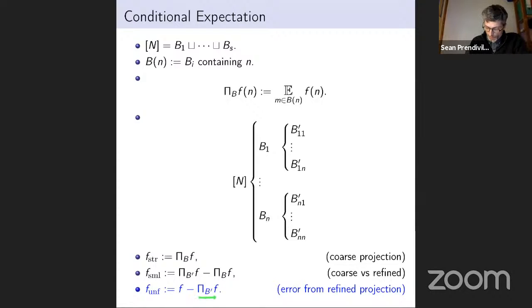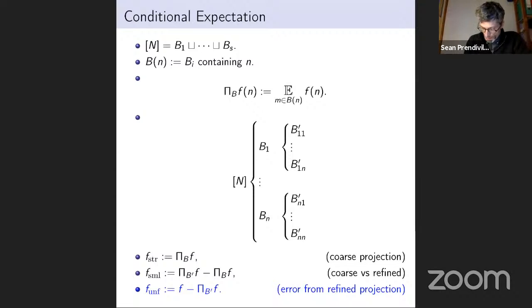Now, a refined projection should pick up most of the behavior of your function f. For instance, if you project onto singleton sets, then you get back your original function. So a very, very refined projection essentially picks up all the behavior of your function. So you'd expect the difference between the Fourier transform of your function and the Fourier transform of its refined projection to be small in whatever norm you want. For instance, in the L infinity Fourier norm.